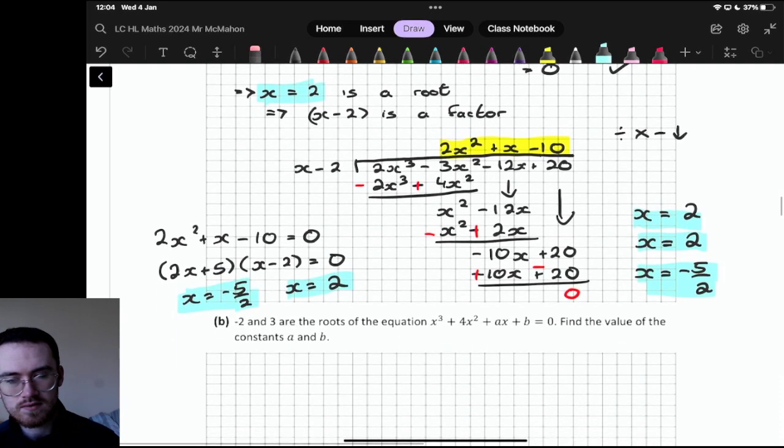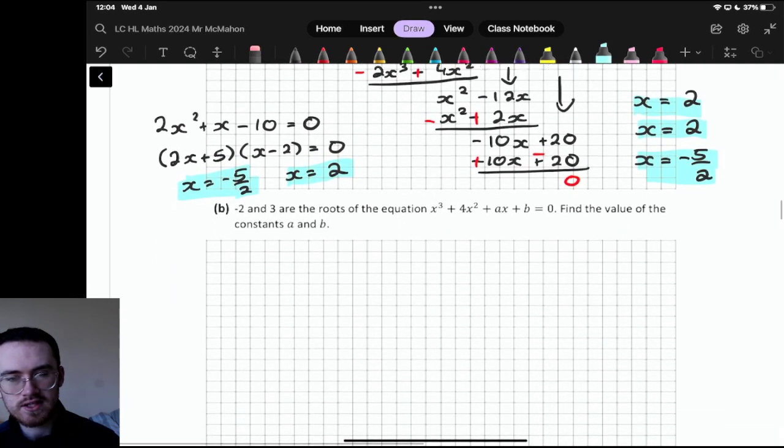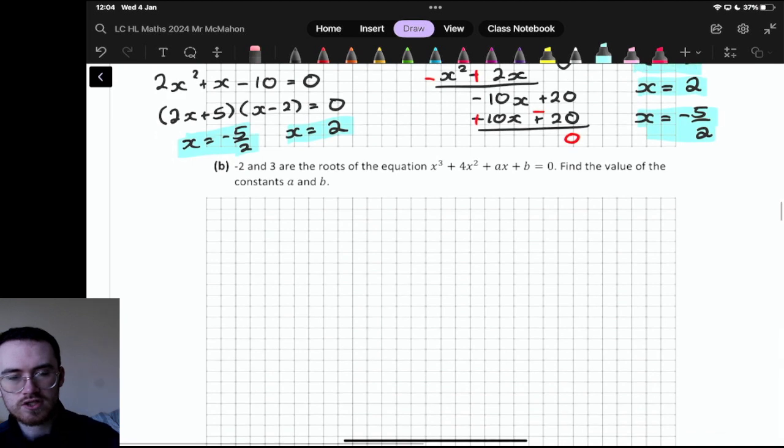Okay, continuing on then, the next question requires us to do something somewhat similar. So we're using a similar approach, but slightly differently. We're given 2 of the roots, minus 2 and 3, of a cubic equation again, an x cubed plus 4x squared plus ax plus b, and we're asked to find the value of the constants a and b.